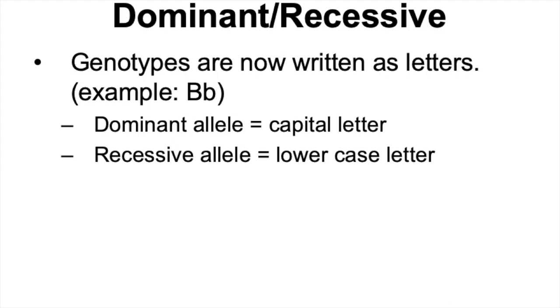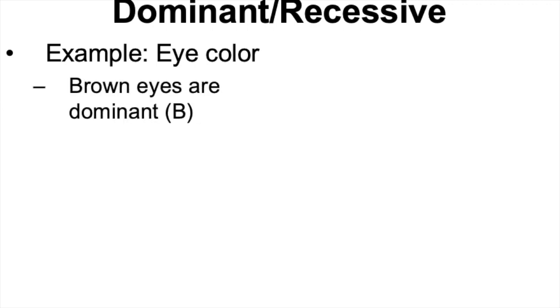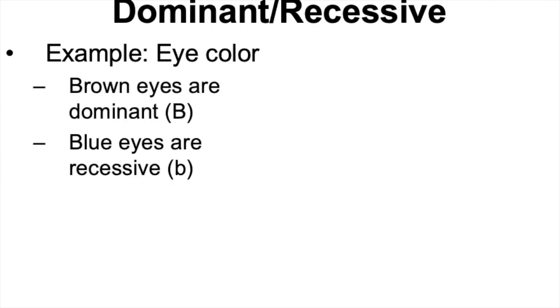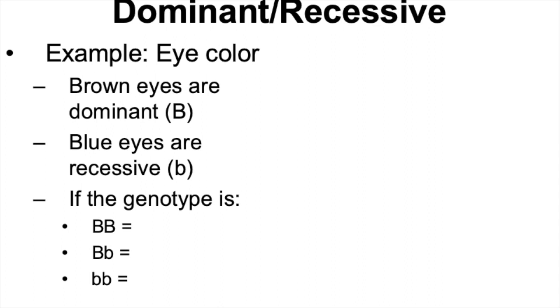So, just a quick refresher. Genotypes are now going to be written as letters. I don't care which letter you use, just pick one that makes sense to you. And dominants are going to be shown as capital letters, recessives are going to be shown as lowercase letters. So for example, eye color. I'm choosing the letter B because brown is dominant, and for blue, I'm choosing a lowercase b because it's recessive.